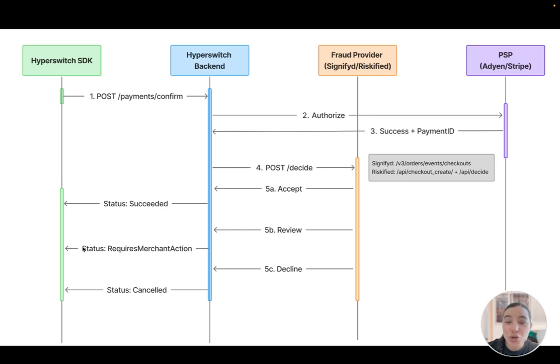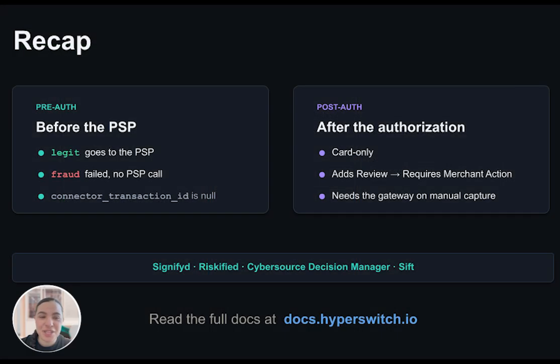So that's the external fraud path in Hyperswitch. Here's the quick recap. You wire in a fraud provider as an FRM connector, and you pick where it runs. Pre-auth runs the check before the PSP, and we saw this live with Signified. An approved transaction came back FRM status legit and went through to the PSP, and a flagged one came back FRM status fraud, failed before any PSP call with connector transaction ID null.